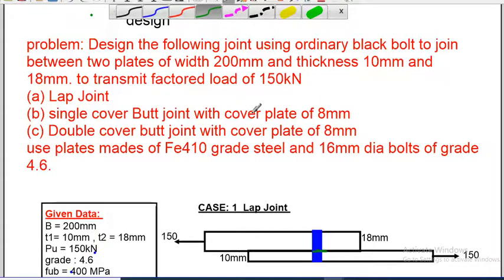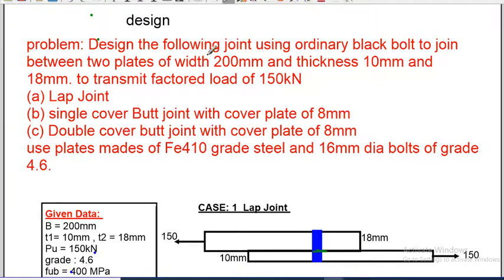Design the following joint using ordinary black bolts. Ordinary means it's nothing but a normal bolt. To join two plates of width 200 mm and thickness 10 mm and 18 mm, because the 10 mm and 18 mm plates are to be joined. The load coming on the joint is 150 kilonewton.